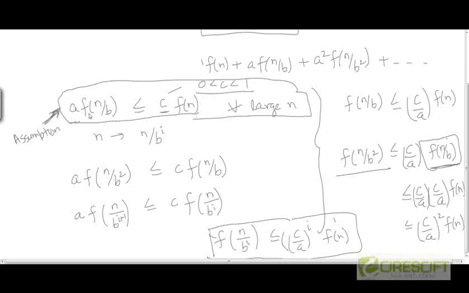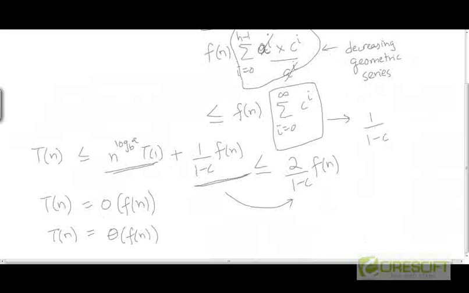That is, a times f of n by b is less than or equal to c times f of n for some c less than 1. You need to show that there exists a number less than 1 such that this inequality holds for all values of n that are large enough. And then you can use the result that master theorem provides, which is that T of n is theta of f of n.